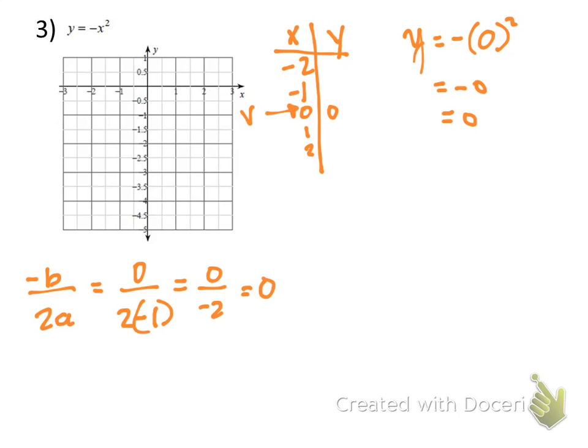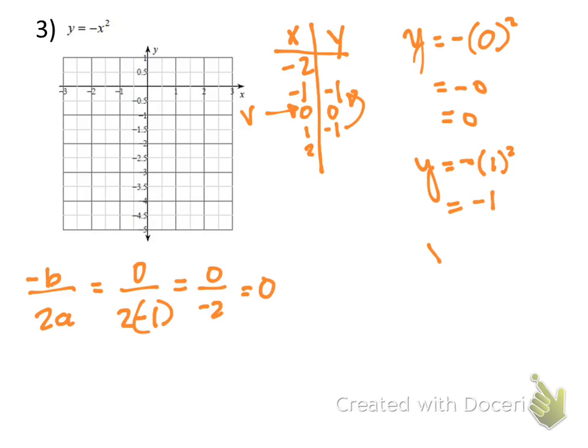Be careful with this now. Watch what happens when I put in positive 1. Y is equal to negative x squared. So it's negative x squared, and our x, in this example, is 1. So we ask ourselves, what's 1 squared first, right? 1 squared is just 1, and then we have a negative sign. So this one's going to be negative 1. Okay, and this one should be negative 1 also, because these two numbers are going to be symmetric.